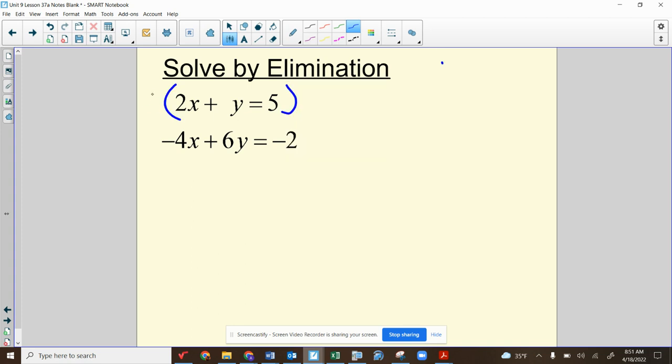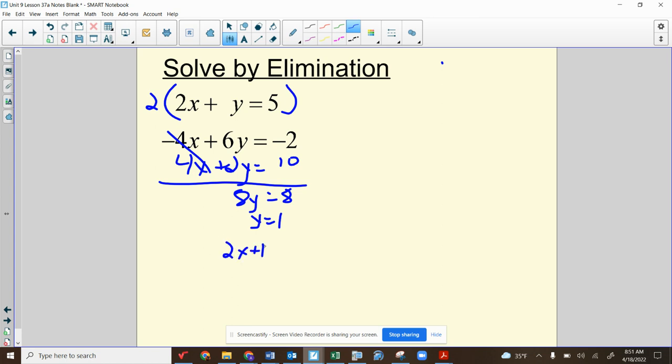So if I take that, multiply by 2, that's going to give me 4x plus 2y equals 10. And if I add the two lines together now, that gives you 0x. 6y plus 2y is 8y, and negative 2 plus 10 is 8. y is equal to 1. Take the 1, plug it back into the original equation, and you will have 2x plus 1 is equal to 5. Subtract 1, that gives you 4. Divide by 2, that gives you 2. x is equal to 2. Same answer that I got in the last one.